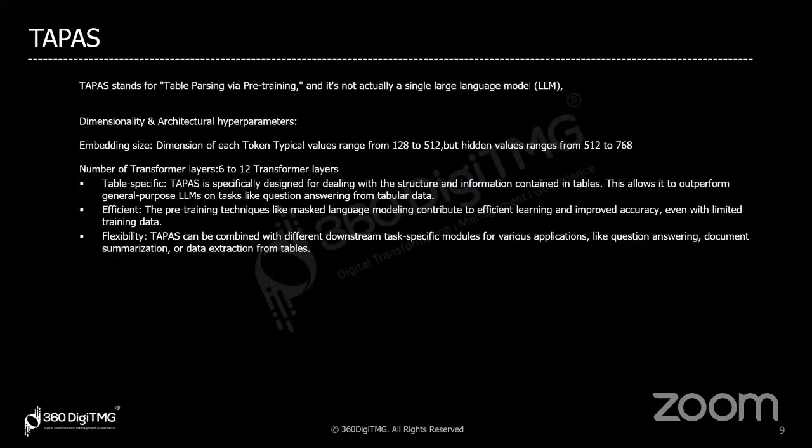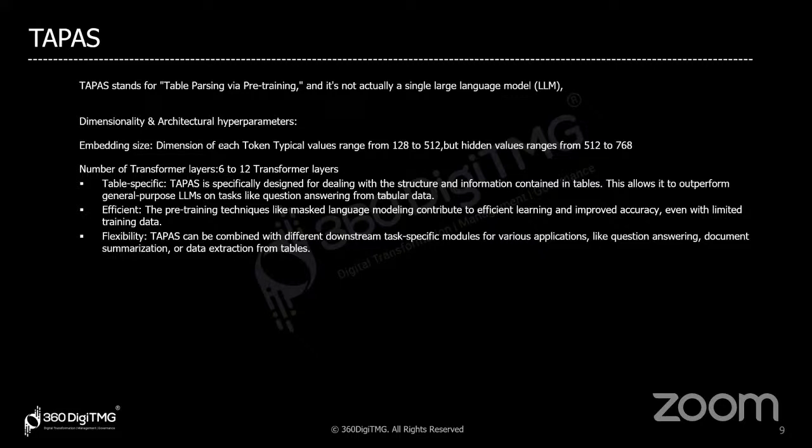Then these are some of the key features. First is dimensionality and architecture hyperparameters. Here there are embedding size and number of transformer layers. For embedding size, the dimension of each token ranges from 128 to 512, with hidden layers ranging from 512 to 768 dimensions. This determines how each token or element within the table is represented in a high dimensional space.